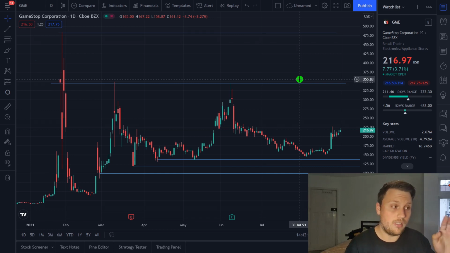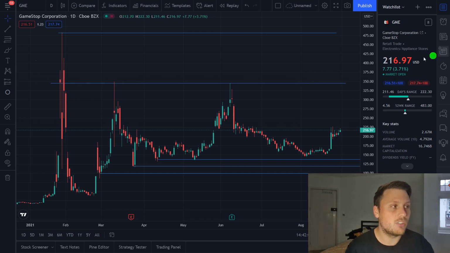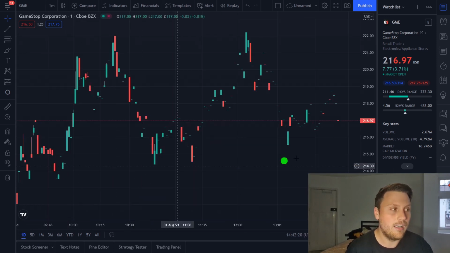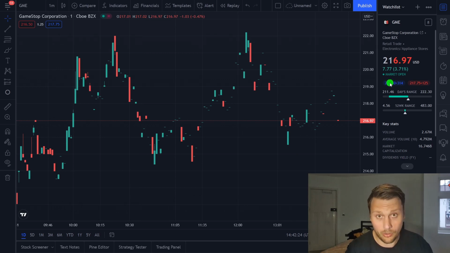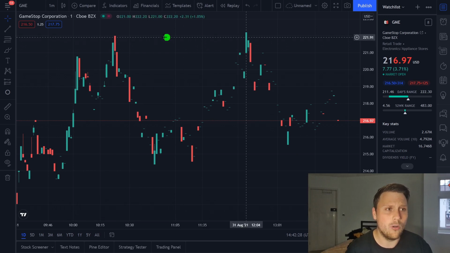And let's bring up the price right now. So you can see GameStop is currently at $216.97 a share. That is up 3.7% on the day. That's a great day. And let's even go on the daily chart right now. So you can see it has been as low as $211 a share, but as high as $222. Look at those peaks there, almost identical.